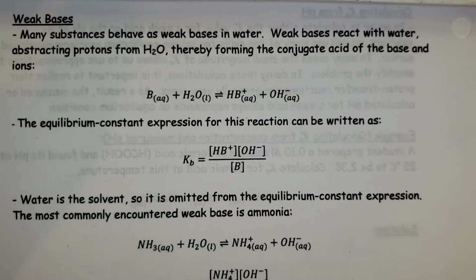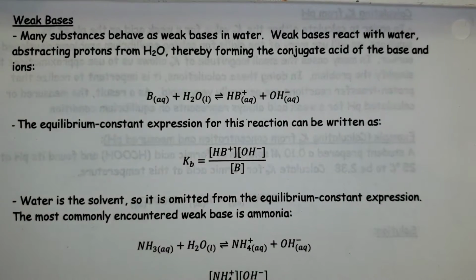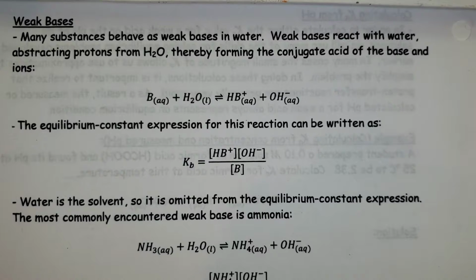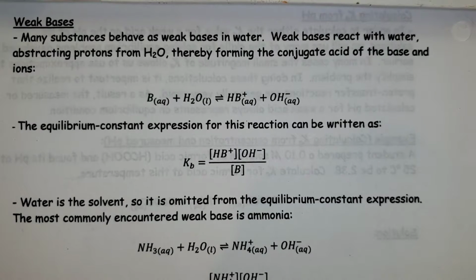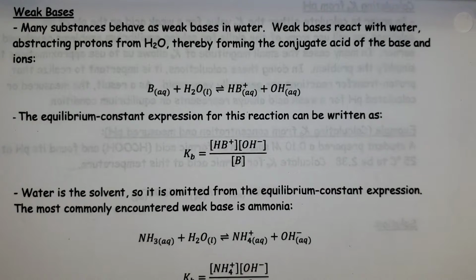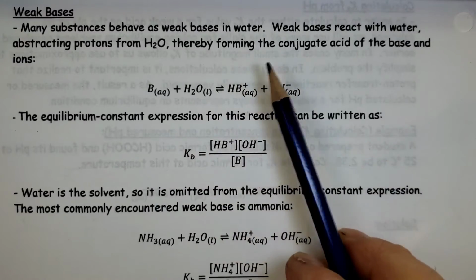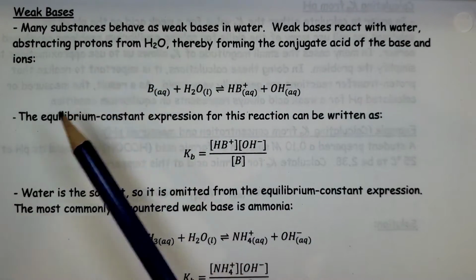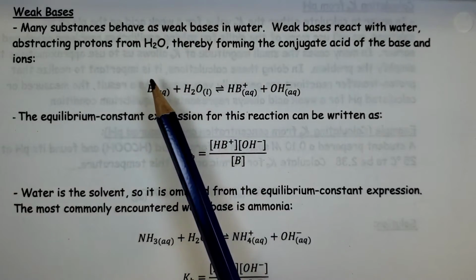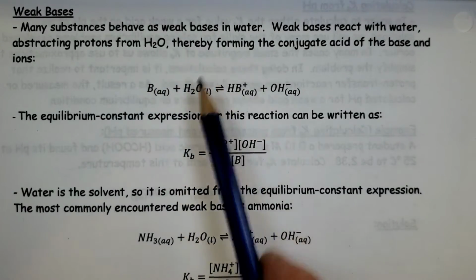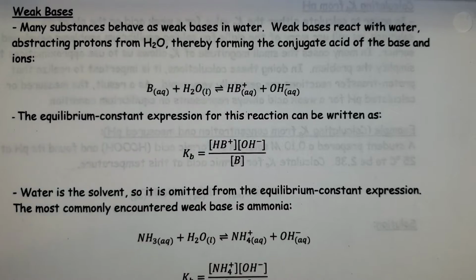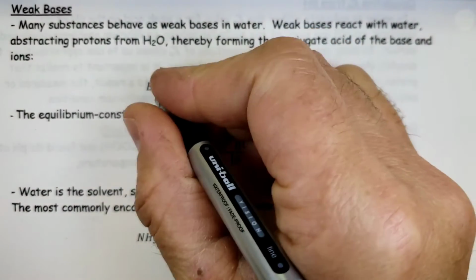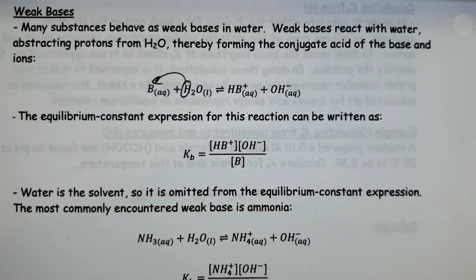Welcome back, Chemistry 30. So we looked at weak acids. Let's look at weak bases. We'll see that there's a very similar relationship here. So many substances behave as weak bases in water. Weak bases react in water, but this time, unlike acids, they don't give up H to the water to make hydronium. Bases take an H away from a water molecule to form the OH minus ion.